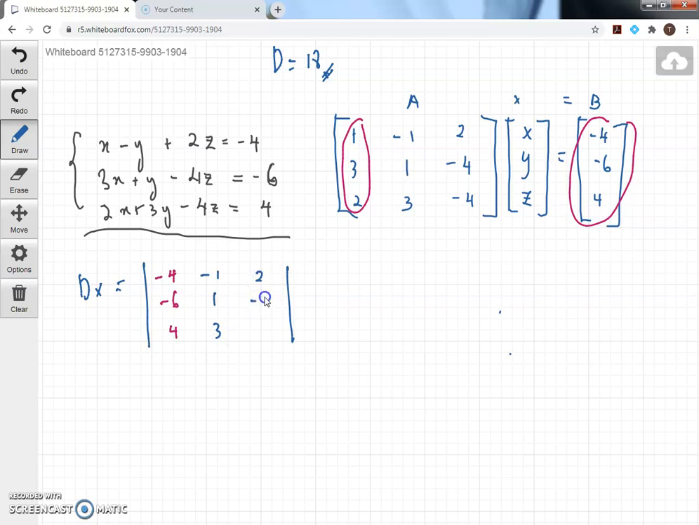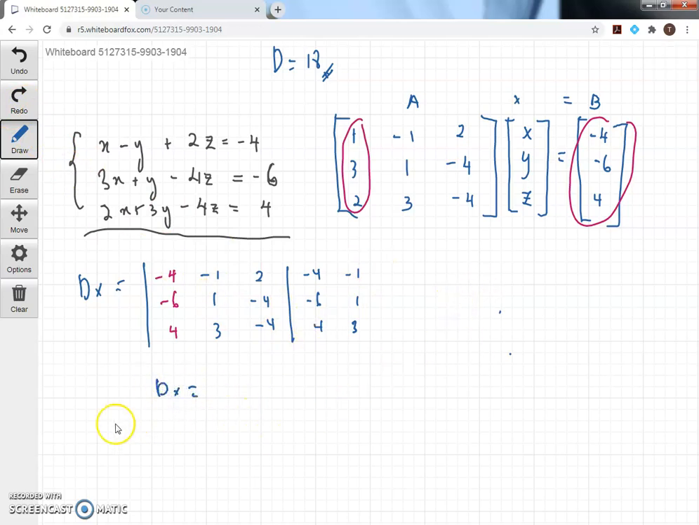Okay, same technique as what we did in our previous video. And in order for you to find the determinant, the same thing applies: you are going to write again -4, -6, 4, -1, 1, and 3. Okay, copy the first two columns there, so we can deal with the value dx.